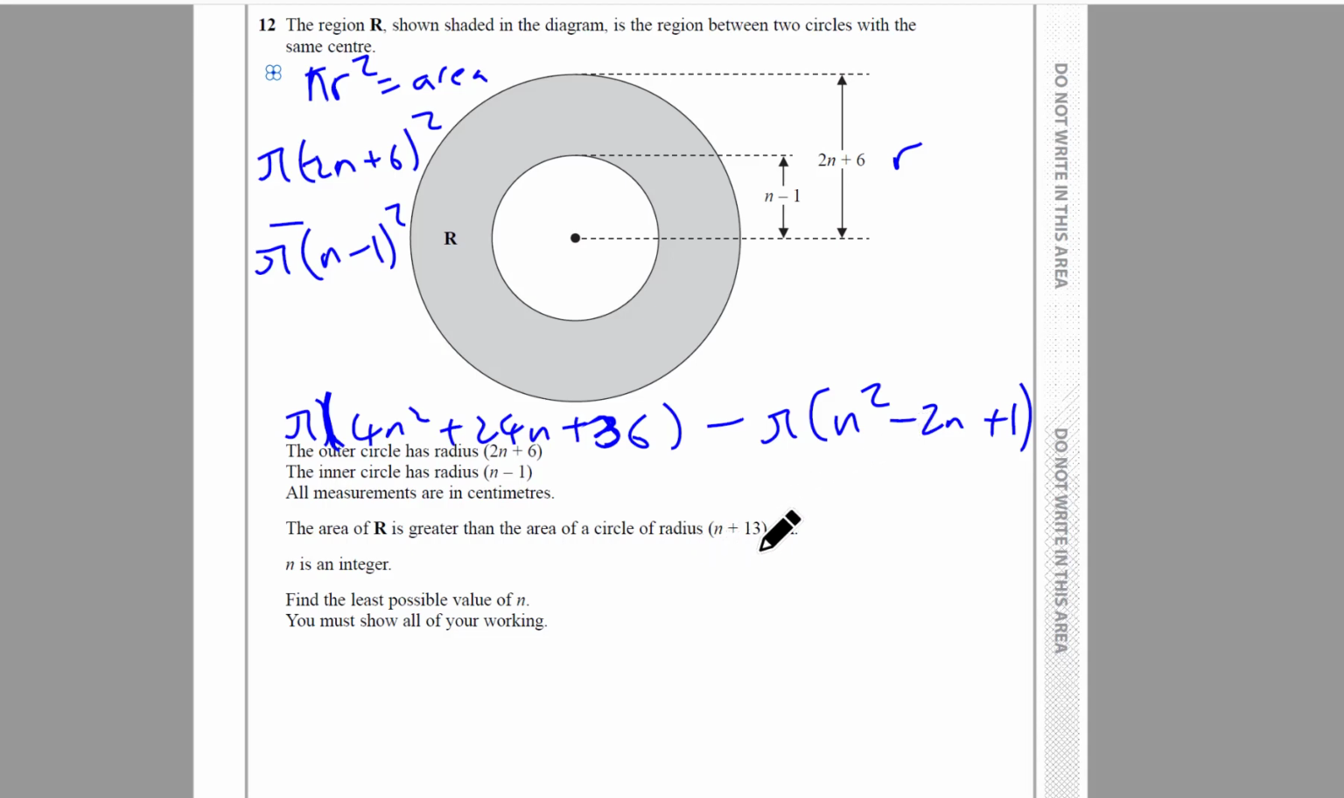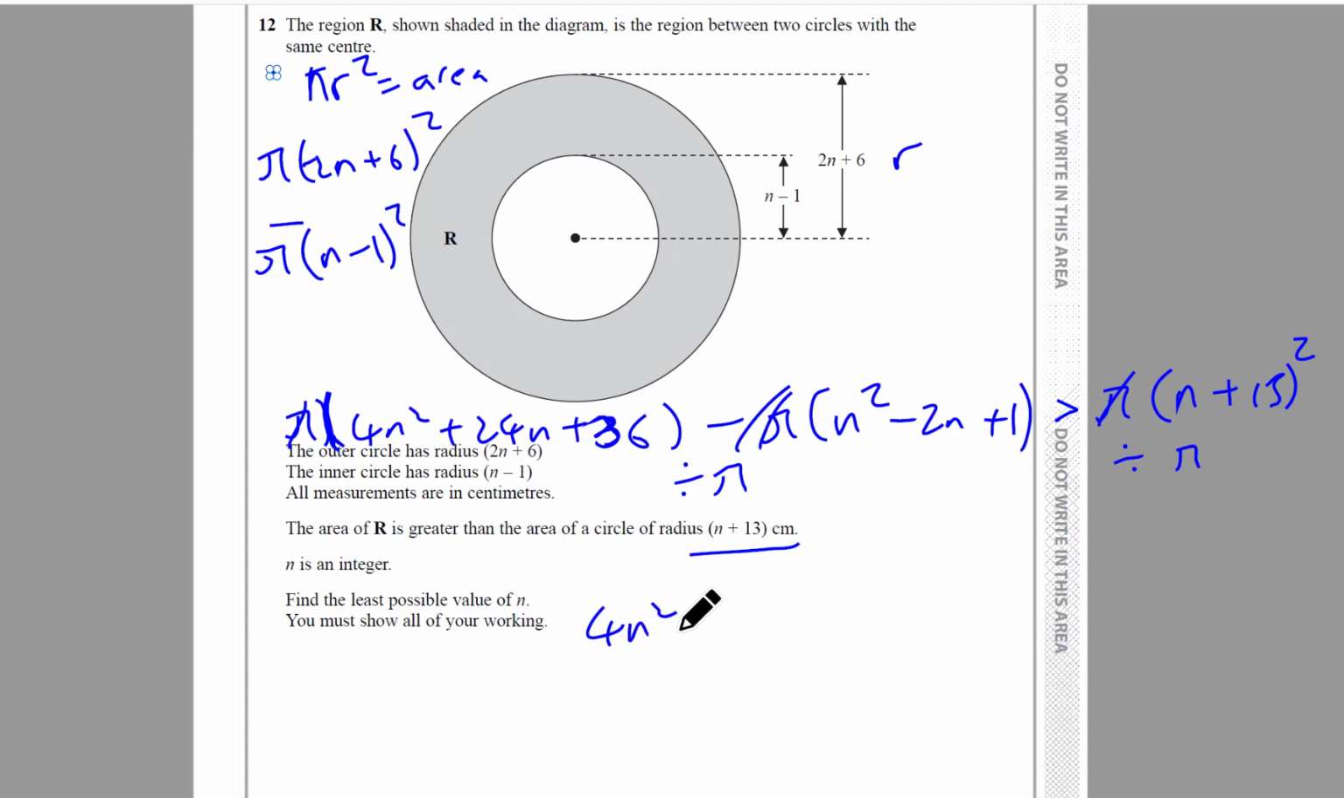Essentially, because it says the area of R is greater than a circle with this radius, we can create this inequality here, and that's going to be pi (n plus 13) squared. Now because we've got pi on both sides, can you see we can divide out by pi on both sides, hopefully, and it's just going to make your working out a bit easier. That pi is going to cancel, this pi is going to cancel because you're dividing pi to each term. So all you need to do now is simplify this.